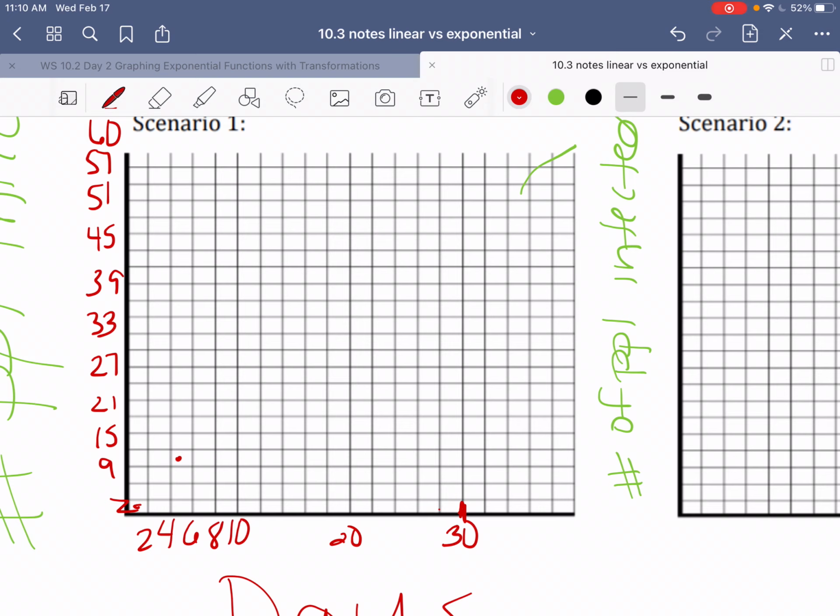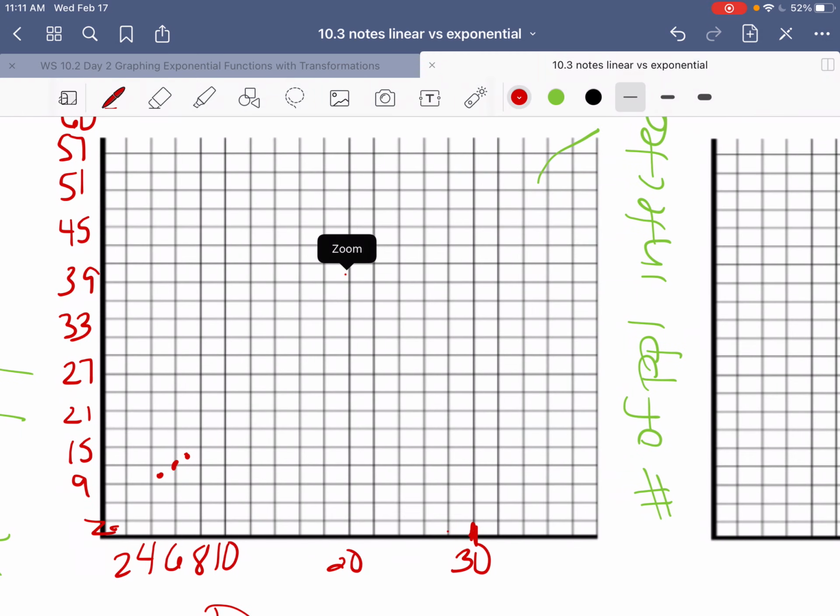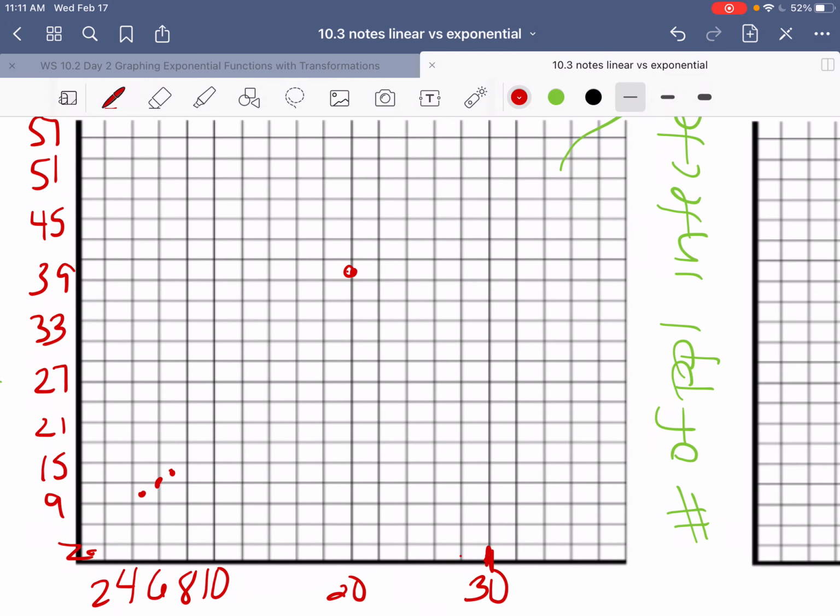Day 6 there were 12. Day 7 there were 14. Day 20 looks like there were 40. You guys need to fill out the rest of the points on your own. I'm trying to save time here, especially because I can't get a dot on my iPad. On day 30 there were 60.